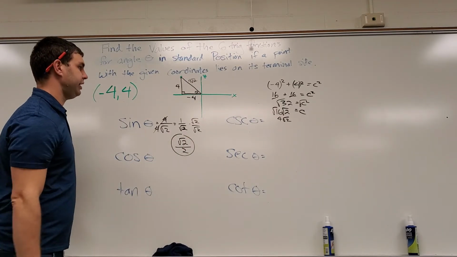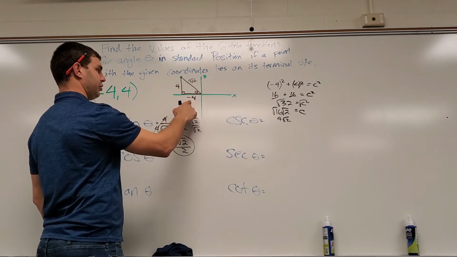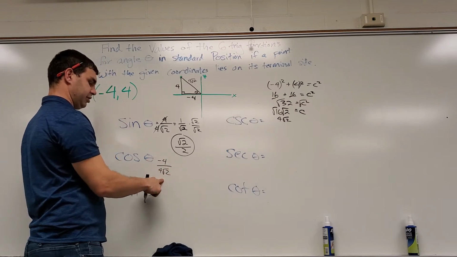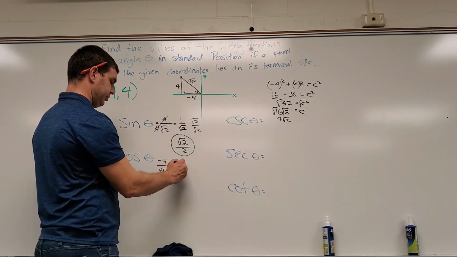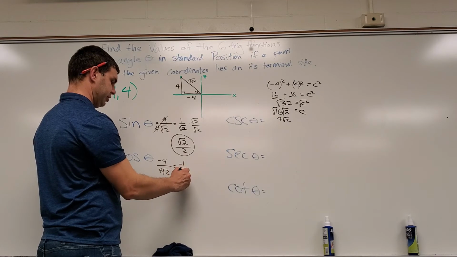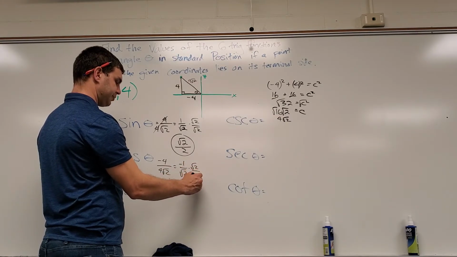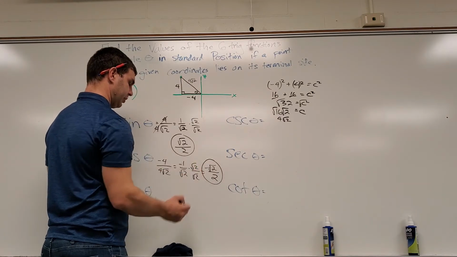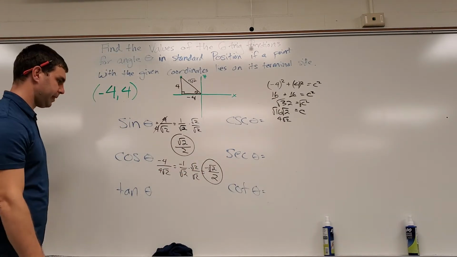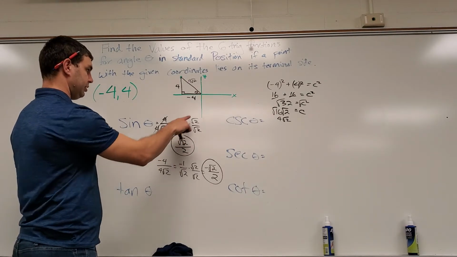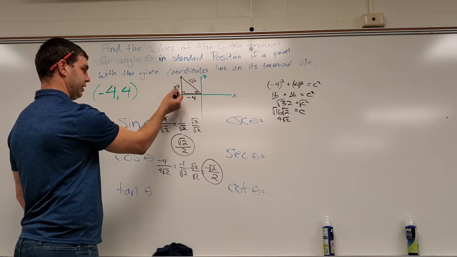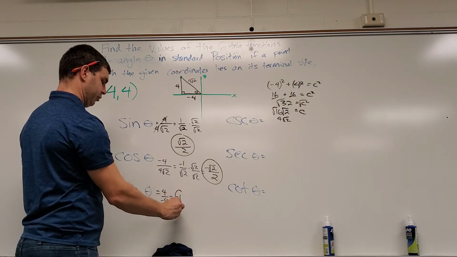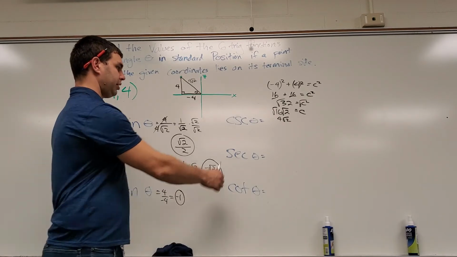Cosine of theta is similar. Cosine here, we're going to have -4 over 4 square roots of 2, adjacent over hypotenuse. So again, it's going to be -1 this time over the square root of 2. Rationalize your denominator, and that gives us negative square root of 2 over 2. Tangent of theta is opposite over adjacent, or 4 over -4, which is -1. That one simplifies nicely.